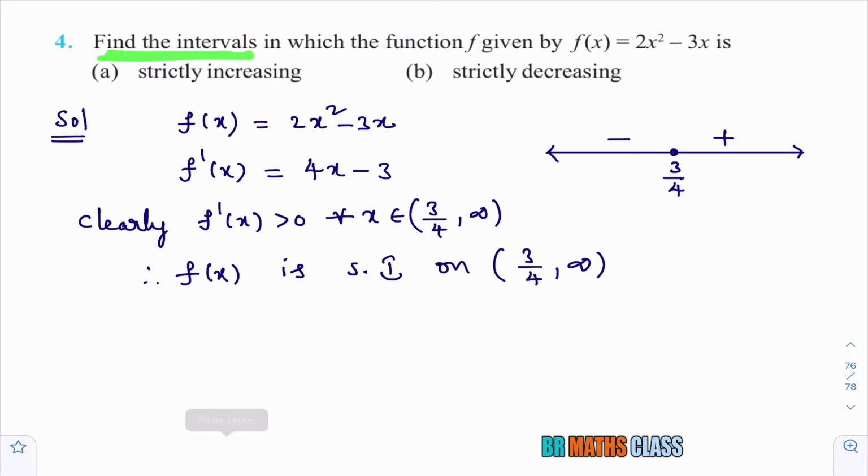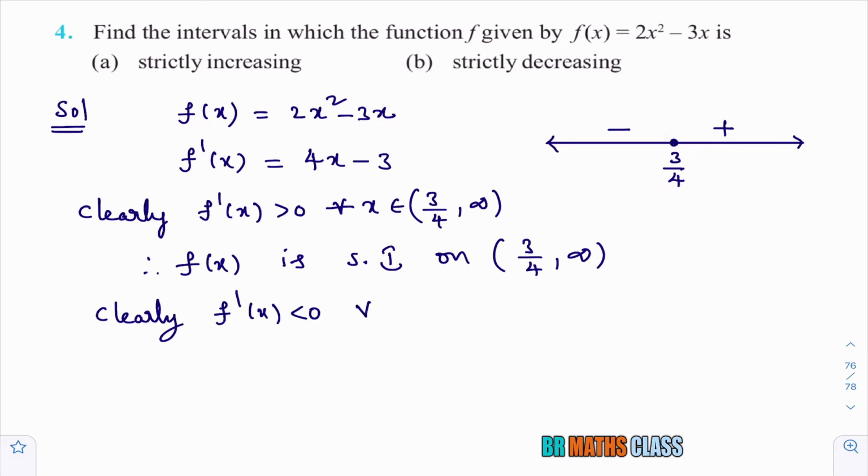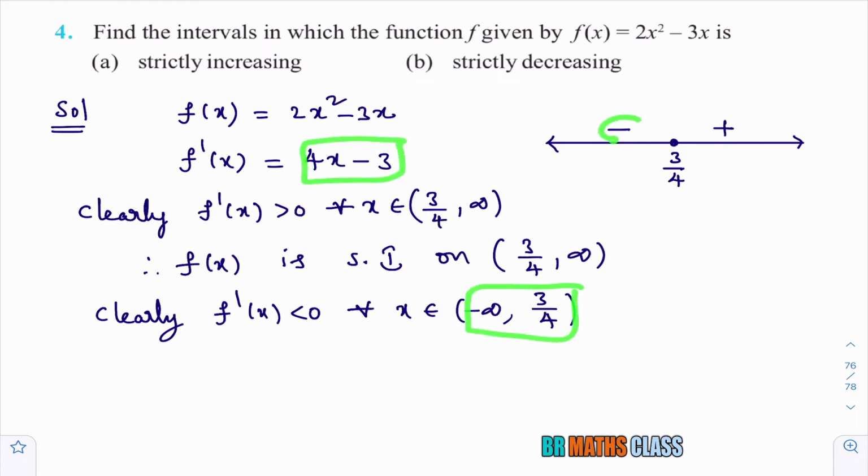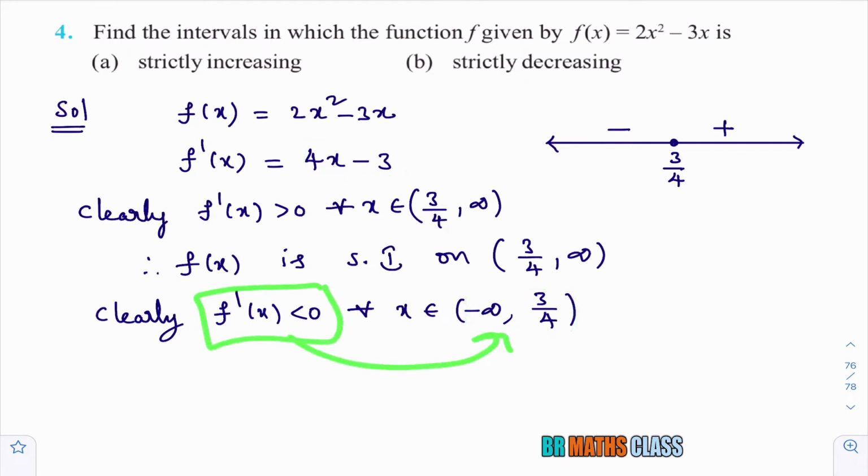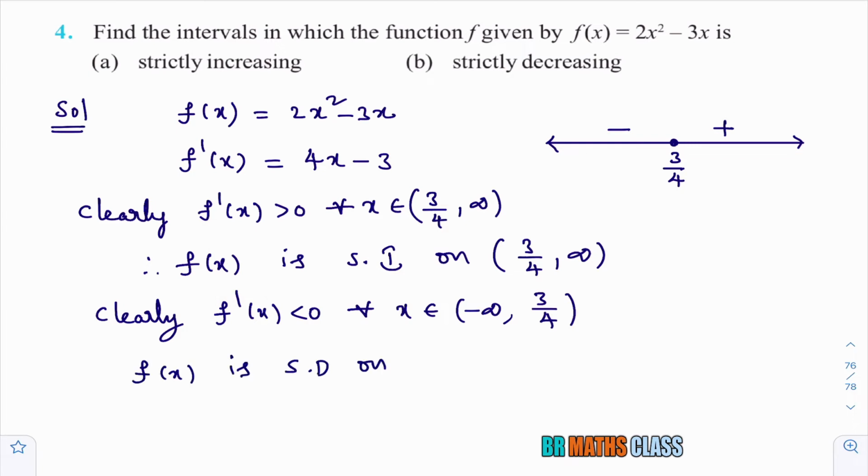Now I need to find the interval for which this function is strictly decreasing. You observe here, we came to know that this f dash of x is less than 0 when x value is less than 3 by 4. Clearly, f dash of x is less than 0 for all x belongs to open interval minus infinity to 3 by 4. If you want, you can check. You take any x value in this interval, you substitute in this f dash of x, it will be negative only. So, as f dash of x is less than 0 in this interval, then I can say that this function f of x is strictly decreasing on open interval minus infinity to 3 by 4.